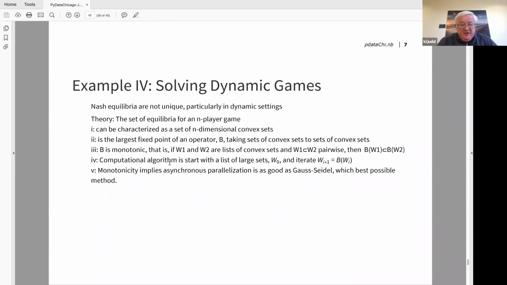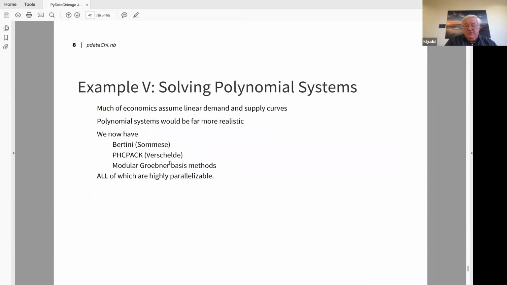Now, I'm going to skip through the next couple things. Solving polynomial systems. Economists just always use linear demand curves, linear supply curves, because the lines cross.